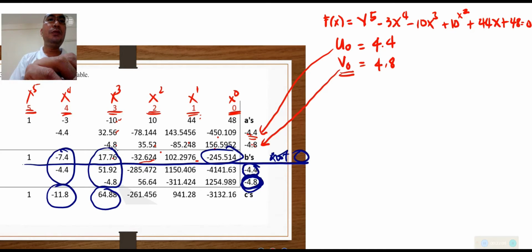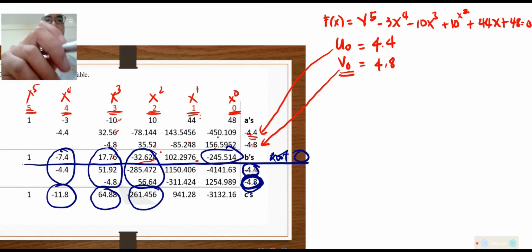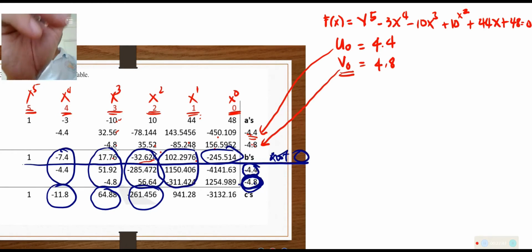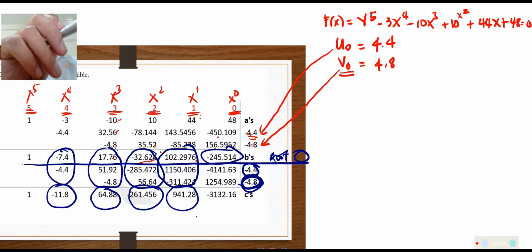64.88. And we do the process again, 64.88 times 4.4, that is negative 285.472. Again, delayed by 1, so negative 11.8 times 4.8, that is 56.64. And then we add again these three. The answer is this one. Negative 261.496 times negative 4.4, that is 1150.406. Delayed by 1, so 64.88 times minus 4.8, that will give you negative 311.484. Then we add this one to give you this one.